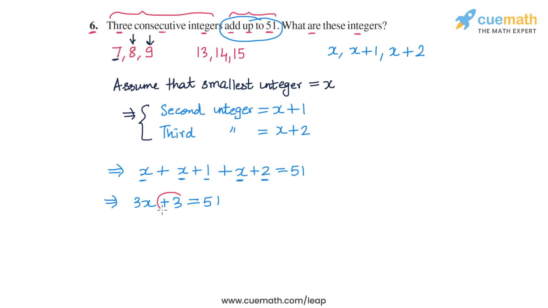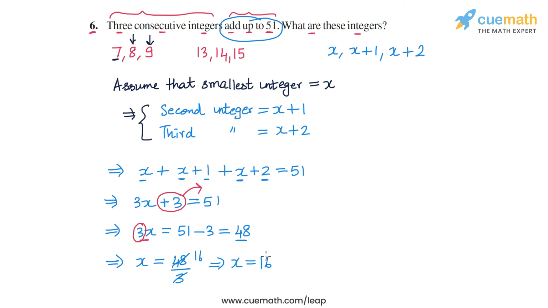Now let's take this plus 3 and transpose it to the right side. So we will get 3x is equal to 51 minus 3. So 51 minus 3 is 48. And now we have this 3x here, so we need to get rid of this 3. So let's divide both sides of the equation by 3. So we will get x on the left side and on the right side we have 48 by 3, that is equal to 16. So we get x is equal to 16.